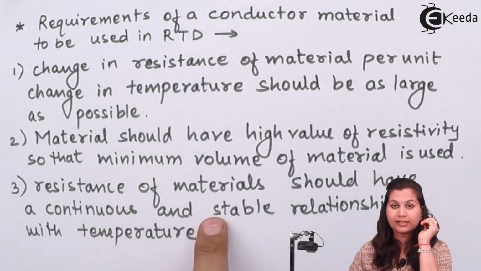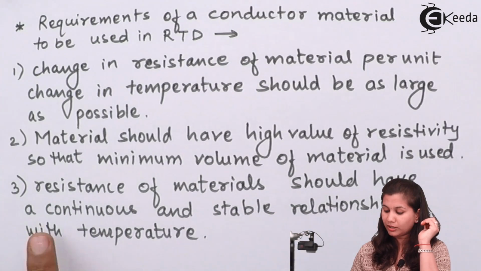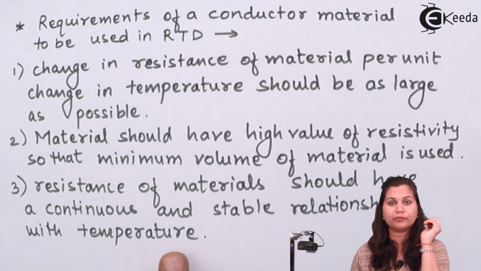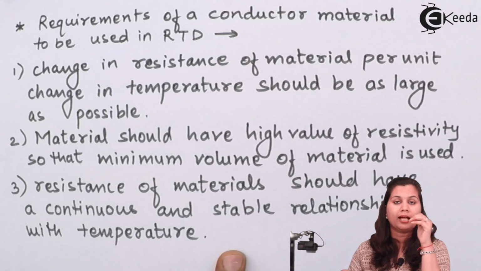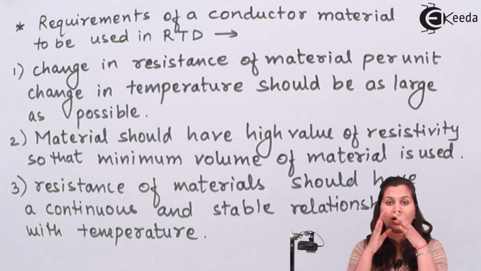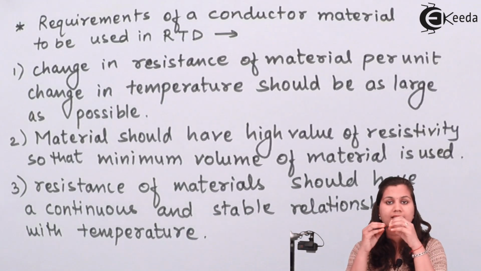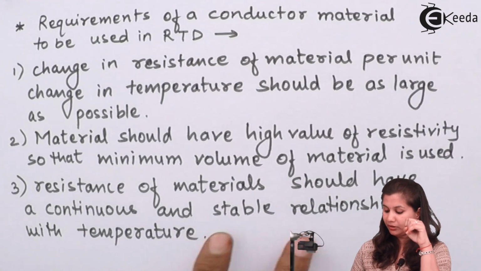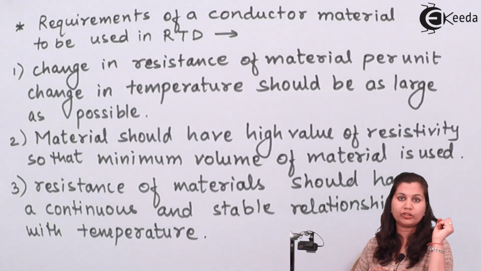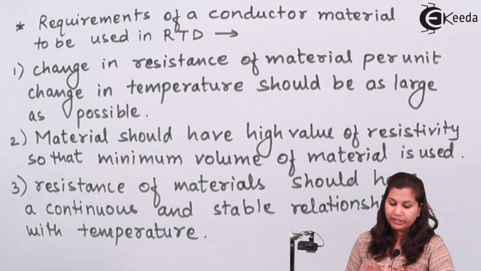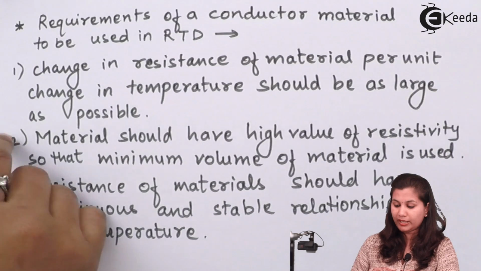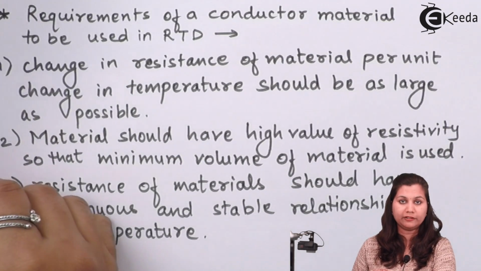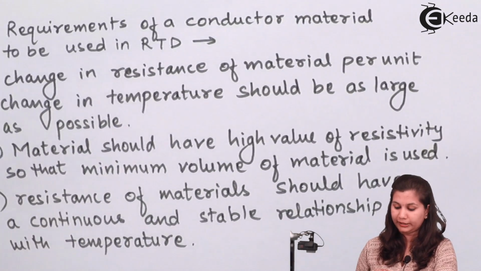Third is that the resistance of the material should have a continuous and stable relationship with the temperature. Okay, the resistance should have a continuous linear relationship with the temperature. Then only we can measure the change in the resistance, and we can measure the temperature variations. So there should be a continuous and stable relationship with the temperature. So these are the requirements which are expected from the material which is used for the construction of RTD.